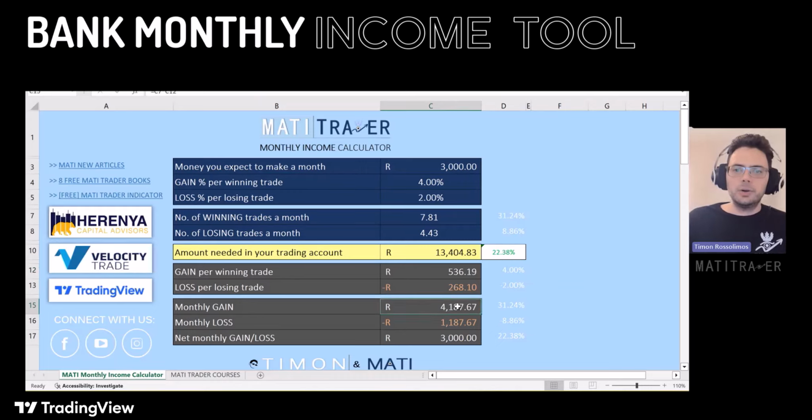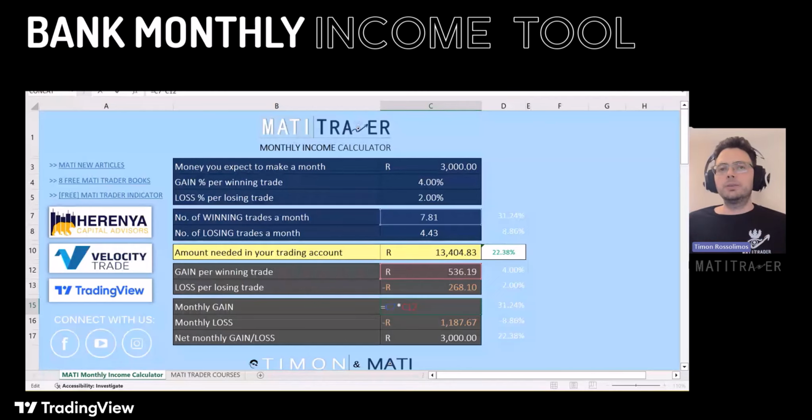Well, now you are taking the gain per winning trade and multiplying that by the number of winning trades a month. Why is that? Because we know what the gain is going to be with our portfolio. We know how many winning trades we can expect to take according to the past statistics. So we are simply saying the gain per winning trade times the number of winning trades a month.